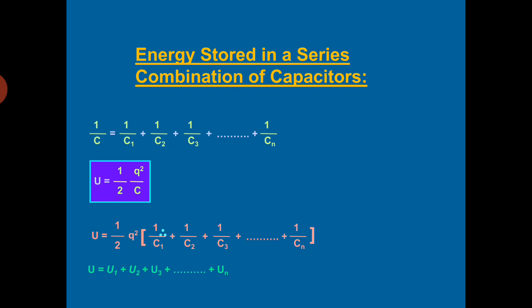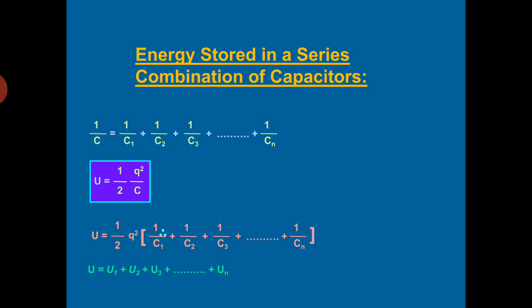First term will come out to be Q square by 2C1. Second term, Q square by 2C2. Third term, Q square by 2C3 and so on. And the nth term will come out to be Q square by 2Cn. Now, what is Q square by 2C1 equal to? It is equal to the energy stored in the first capacitor. It can be written as U1. Similarly, Q square by 2C2 is the energy stored in the second capacitor and so on. The nth term will be termed as Un.